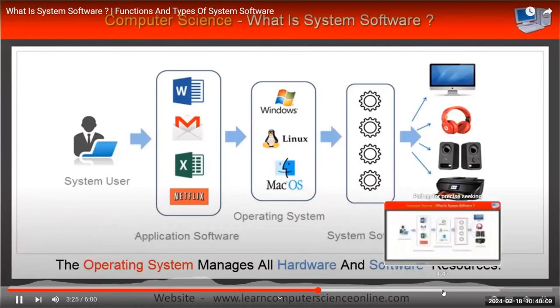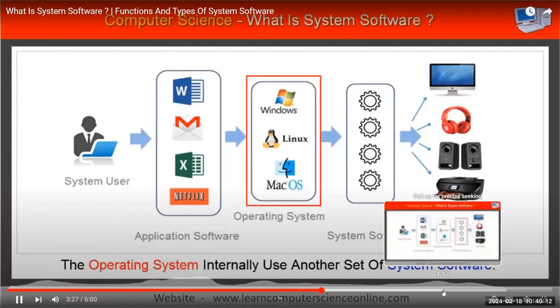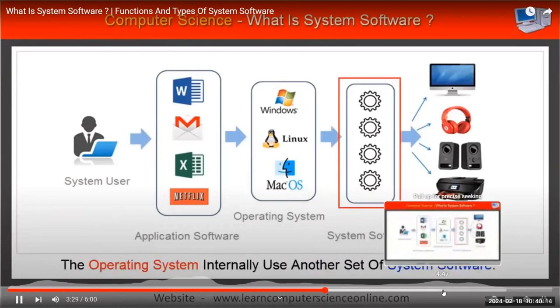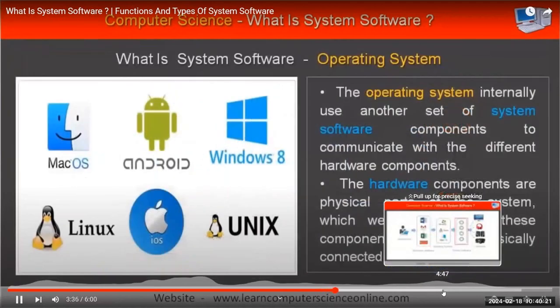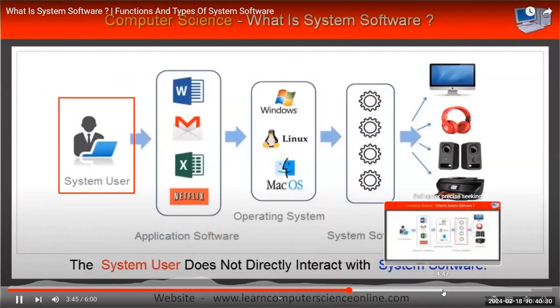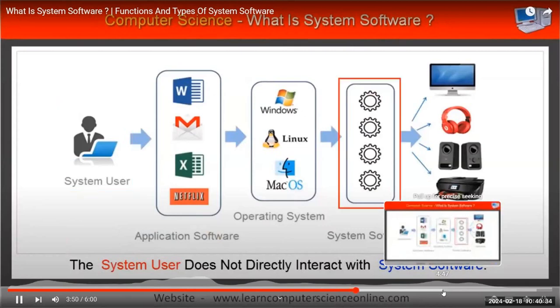However, the operating system internally uses another set of system software components to communicate with the different hardware components. The hardware components are physical parts of the system, which we can see, and these components are physically connected to the system. The computer user does not directly interact with the system software and other system software components that are internally used by the operating system to drive various hardware components.